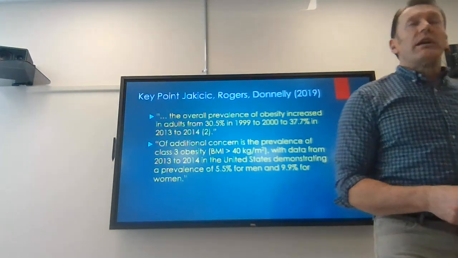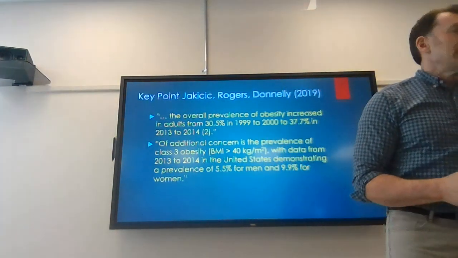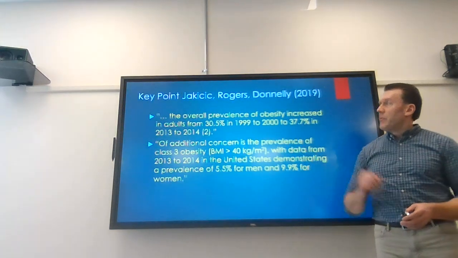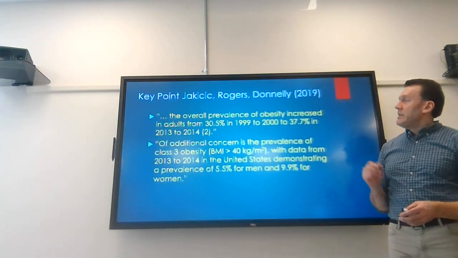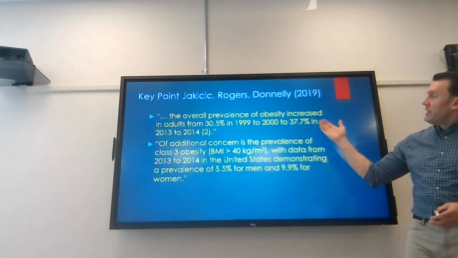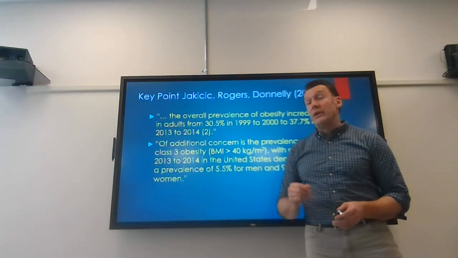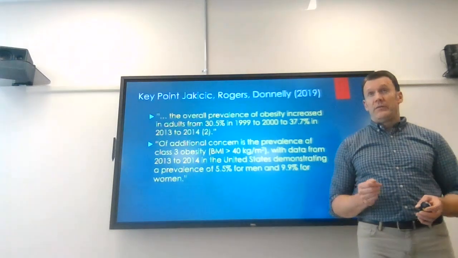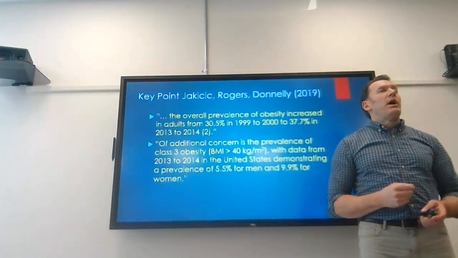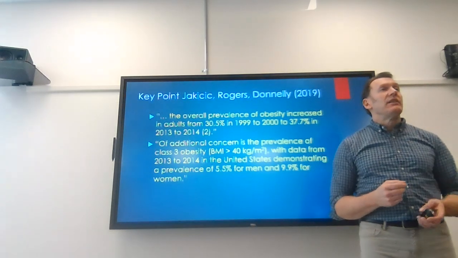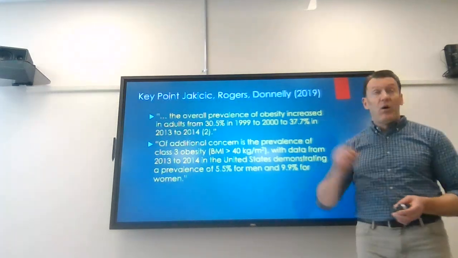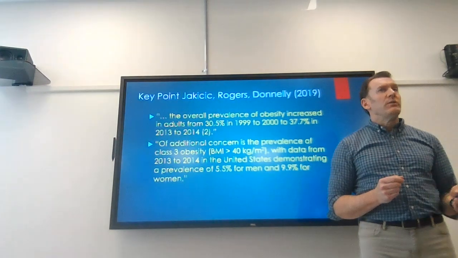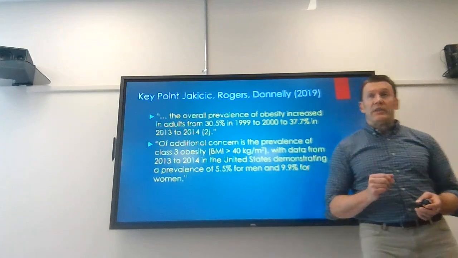So they start out their article by pointing out some statistics that are true. So the overall prevalence of obesity increased in adults from 34.5% in 1999 to 2000 to 37.7% in 2013 and 2014. That's a percentage that is still going up today. So the physical activity guidelines for Americans haven't done much to slow that rate of progression. So we're kind of at a crossroads. What can we do to slow down this disturbing trend?